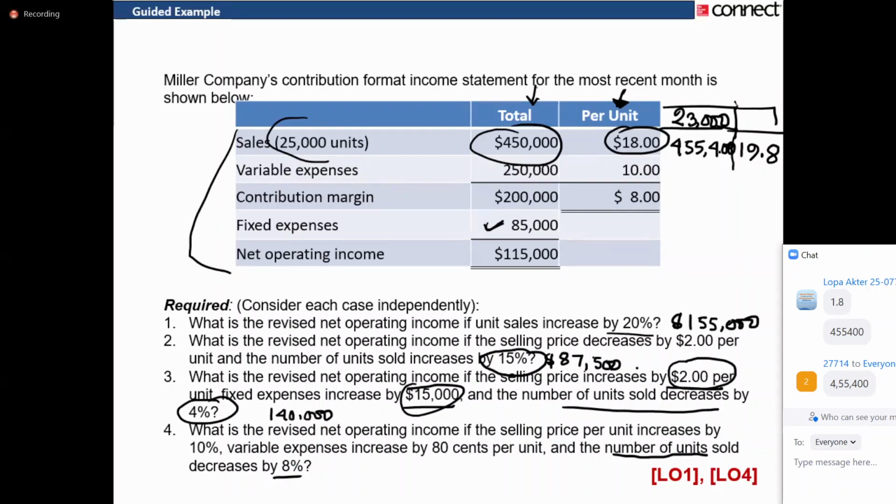And our variable expenses, is there any information about variable expense? Yeah, variable expense will be changed. It will go up by 80 cents per unit. So we have now $10 per unit. Now it will go up by 80 cents. So it will be 10.8, or 10.08, or 9.2. It will be 10.8.